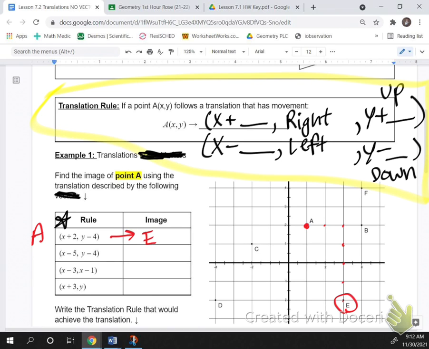So now you're moving A in all of these problems. So I want you to try it with your team. Find the new point.